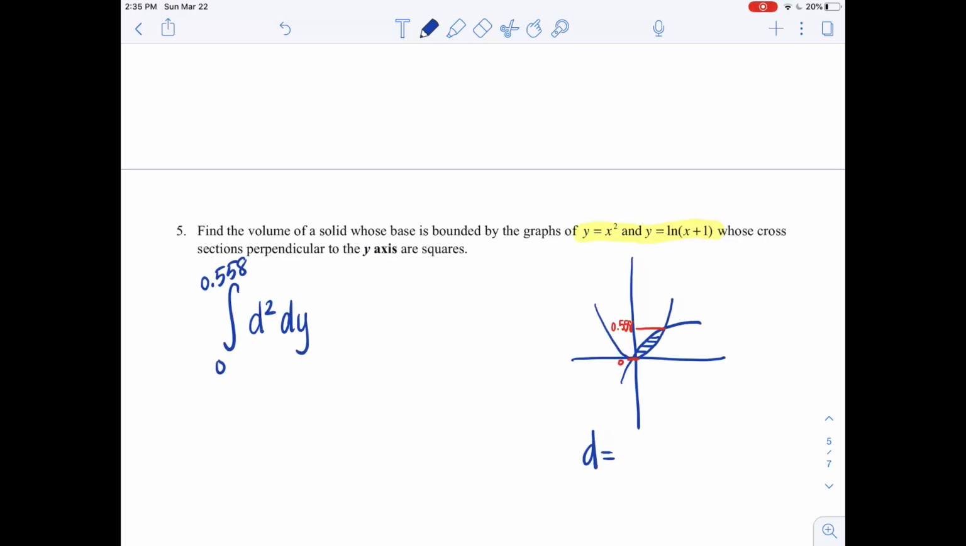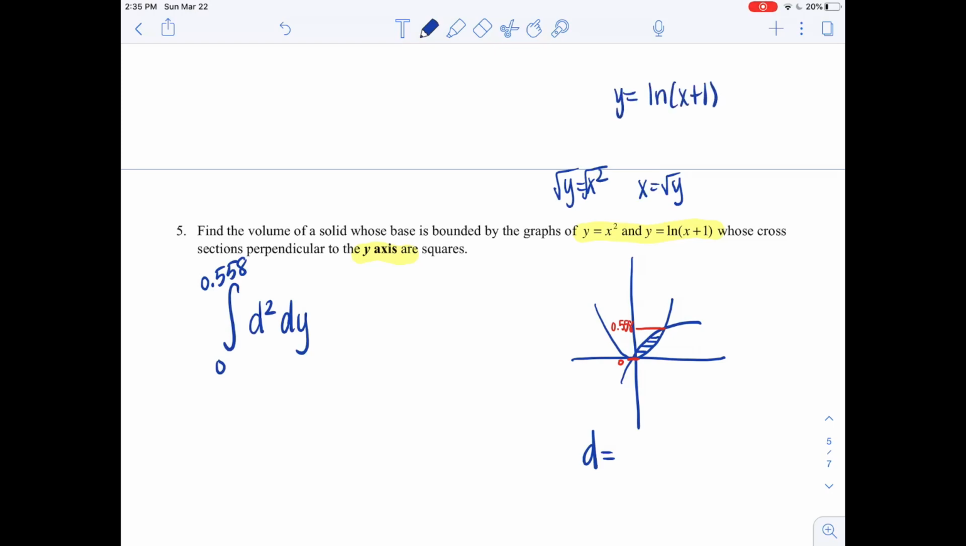Okay, so I still just have to figure out how do I represent what d is in terms of these functions. So keep in mind, we're perpendicular to the y-axis, so everything has to be in terms of y. That actually means I have to change my functions to be in terms of y as well. So if I take y equals x squared, and square root both sides, this gives me x equals the square root of y.